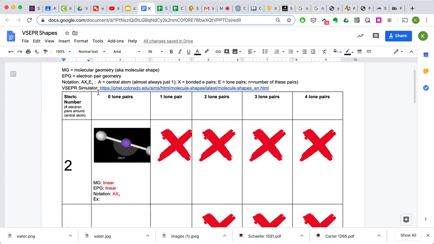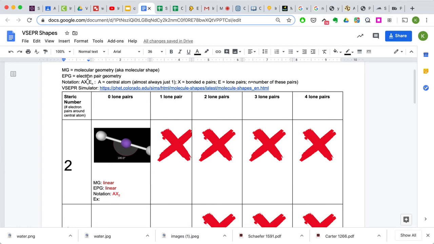Here, MG stands for molecular geometry. You'll also see it referred to as molecular shape. They are the same thing. And we found out that when there are two bonded pairs, you have a linear molecule. Because there are 0 lone pairs, there's no distinction here. It's also linear. EPG is the electron pair geometry.